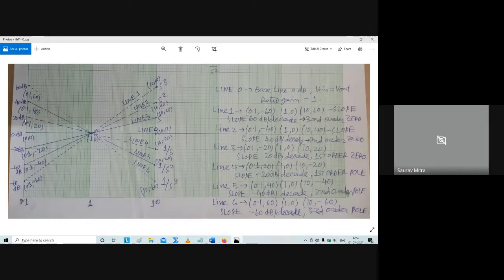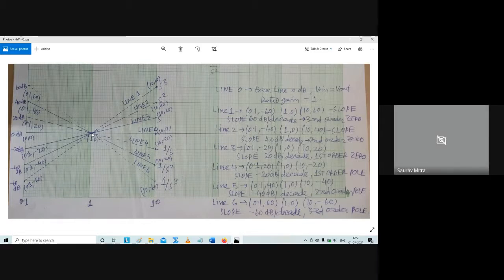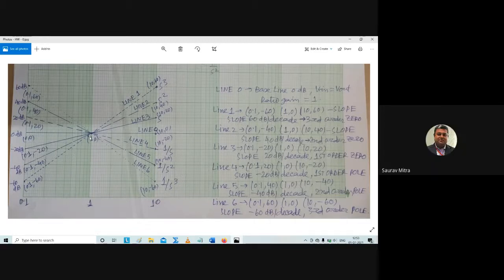If you check line 5, it is starting from 0.1 comma 40, and it is coming to minus 40 at 10. That means it starts at 0.1 comma 40, and in 1 decade of frequency it has fallen by 40 dB, and it has come to 1 comma 0. So y2 minus y1 is 0 minus 40, that is minus 40, in 1 decade, 0.1 to 1. Always you have to do y2 minus y1, or here, minus 40 minus 0 in 1 decade. So always the next minus the previous.